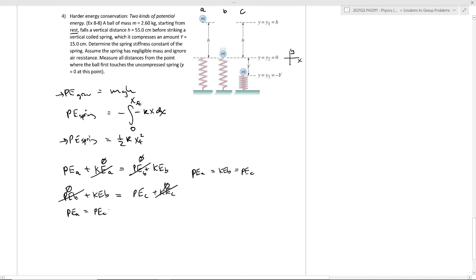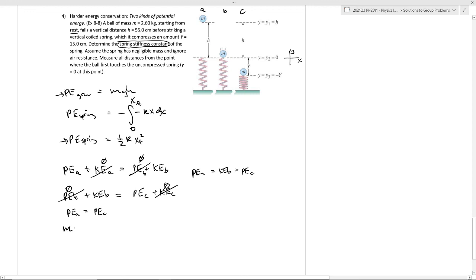And so let's put in those energies and solve for k. So I should have mentioned before, ultimately what we're looking for in this question is to find the spring constant. So just determine the spring stiffness constant here, so k in other words.